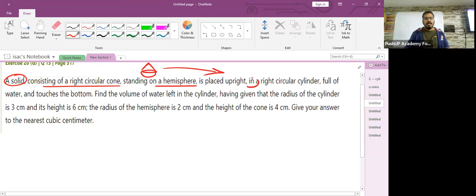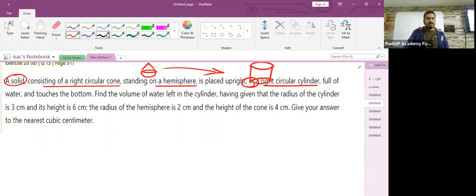A solid consisting of a right circular cone standing on a hemisphere is placed upright. A solid consisting of a right cone and a hemisphere. That means hemisphere is here this way and cone is here, isn't it? This is how you combine a cone and a hemisphere. You all agree with that? Rona, is it clear? Now this solid has to be placed upright. Where, children? In a right circular cylinder. So this is your right circular cylinder. And you have to place this cone and hemisphere into it. Now are you getting the meaning?